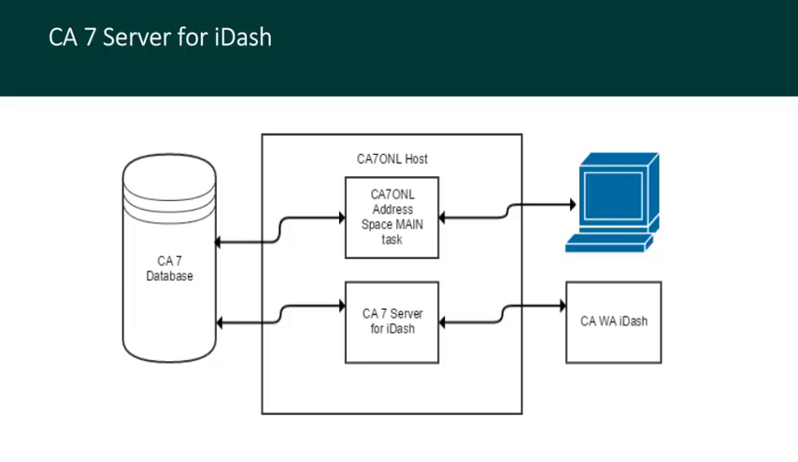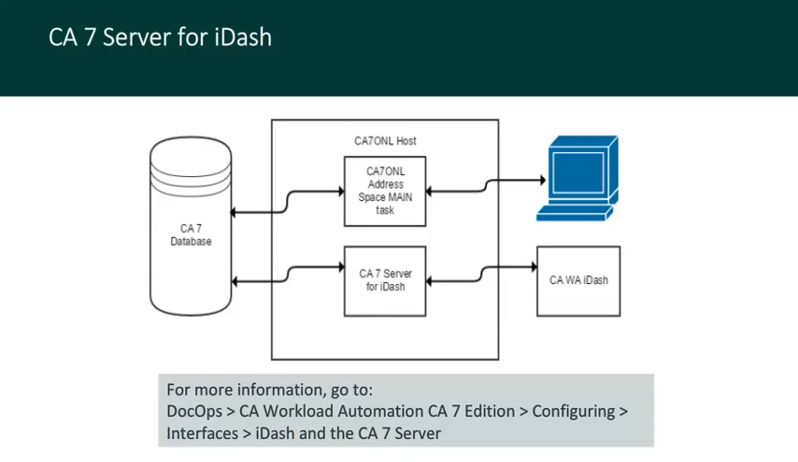When workload definitions are needed, the server connects directly to the CA 7 database without using CA 7 ONL terminal services. Information is delivered to CA 7 server for iXp without more CA 7 ONL main task activity. CA 7 server for iXp addresses the need for CA Workload Automation iXp to have a mainframe resident component with access to mainframe workload events and CA 7 database definitions. For more detailed information regarding this feature, go to the specified address.